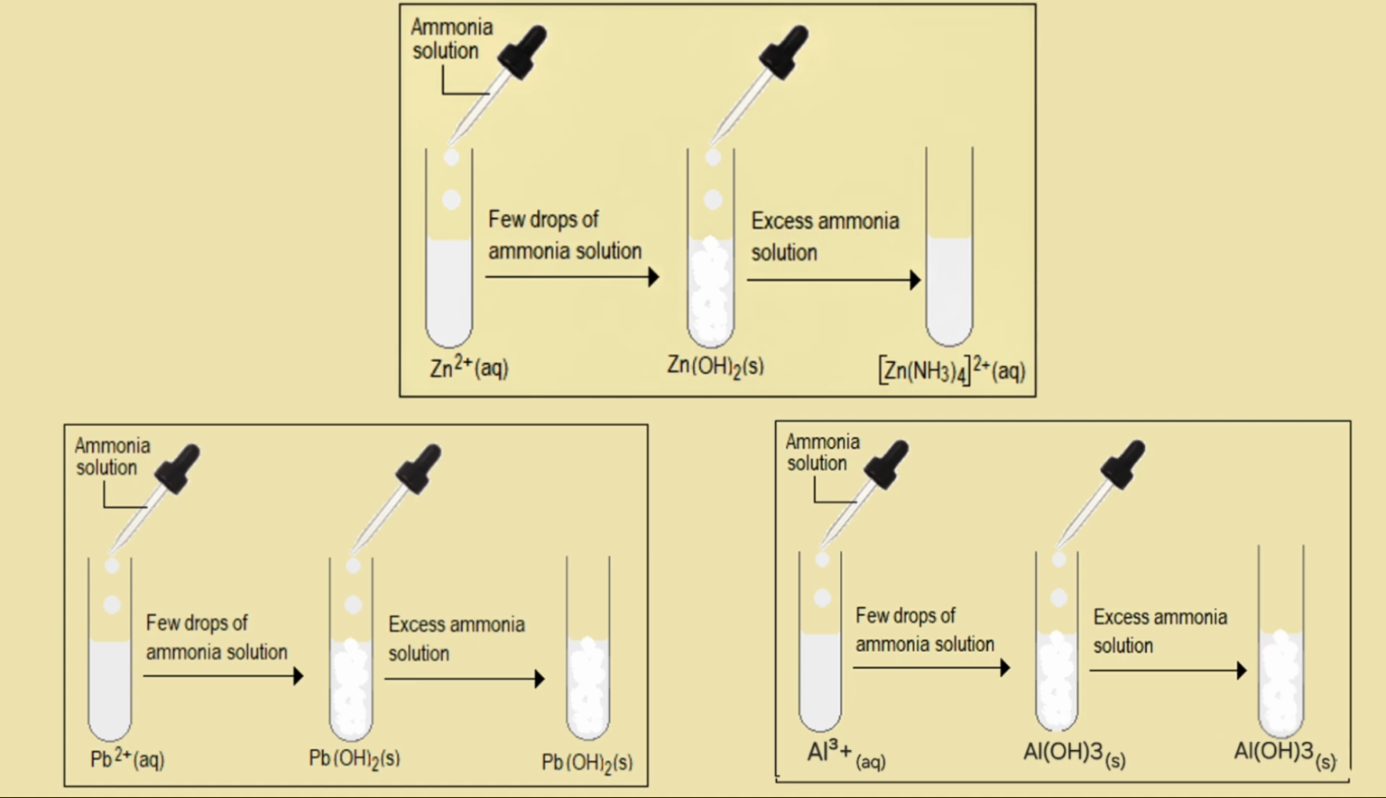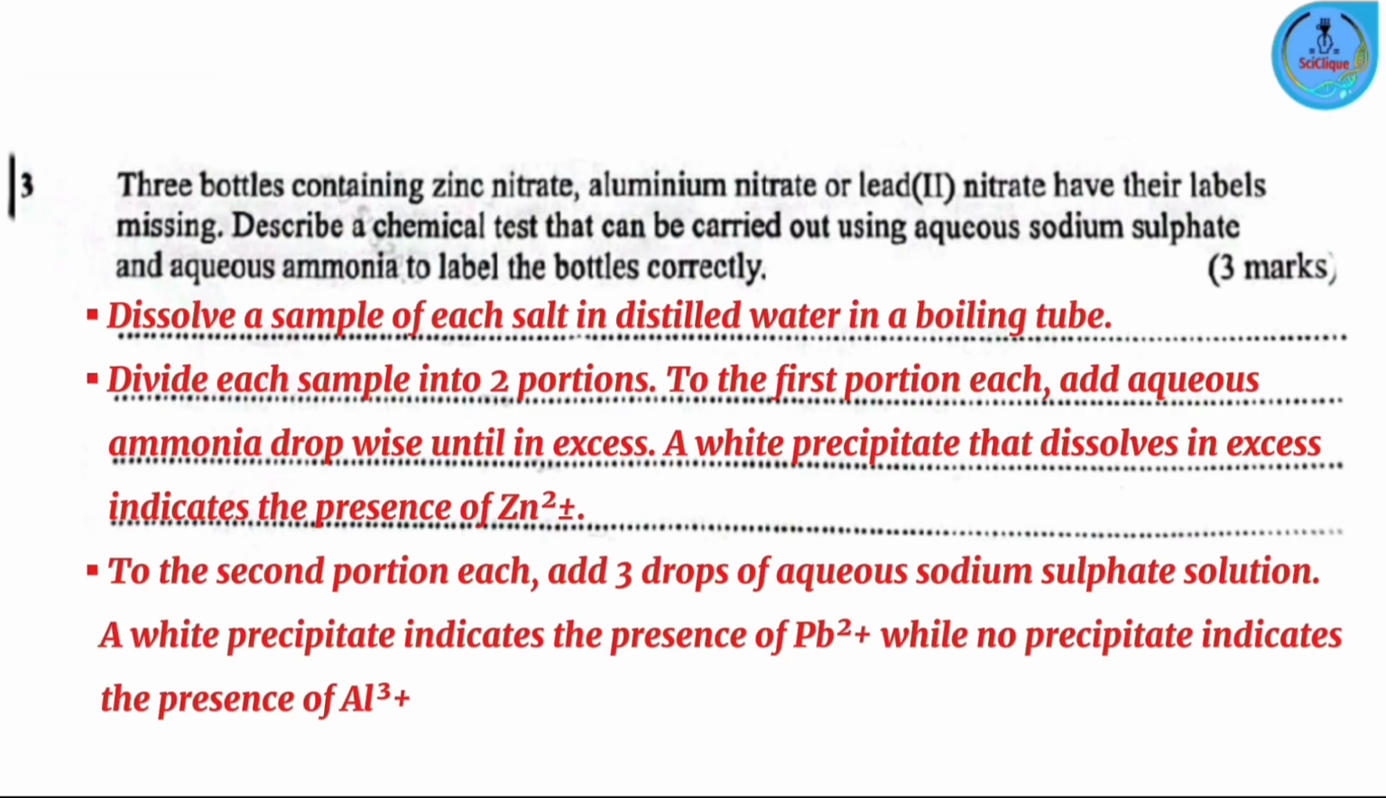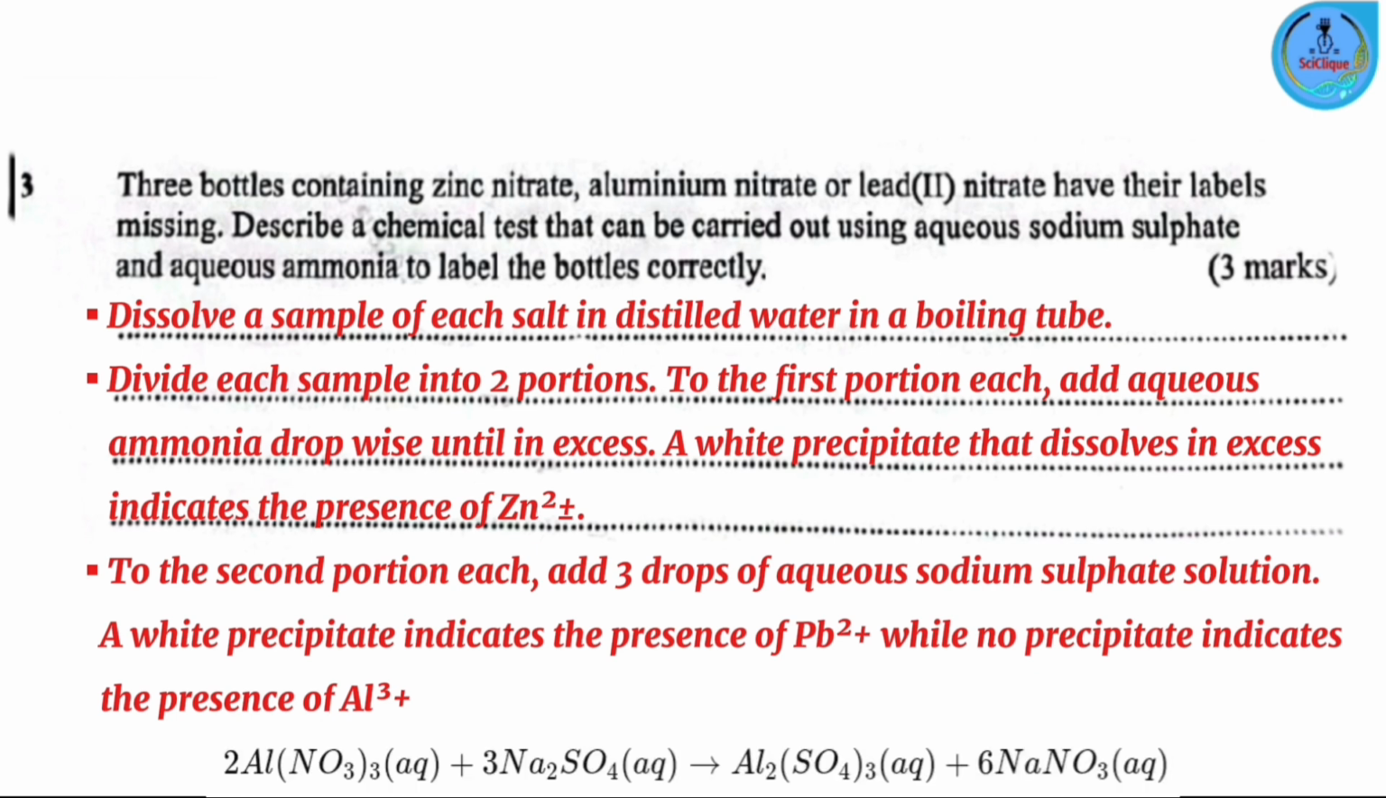So to the second portion of each, we are going to add 3 drops of sodium sulfate solution. Now, let's look at what we have. In one, we have aluminium nitrate. So aluminium nitrate will react with sodium sulfate to form aluminium sulfate and sodium nitrate. Both of these two salts that are formed are soluble salts. So we are not expecting to see any white precipitate.